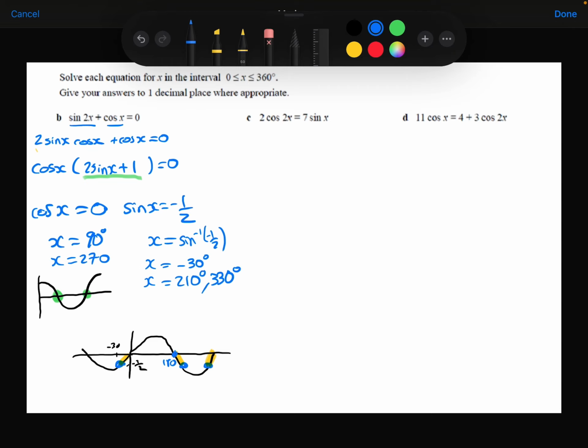Therefore, my four solutions to this equation are the 90, the 270, the 210, or the 330. The minus 30 is outside the range, so we're not going to include that.